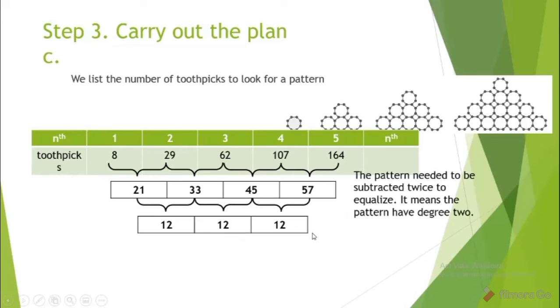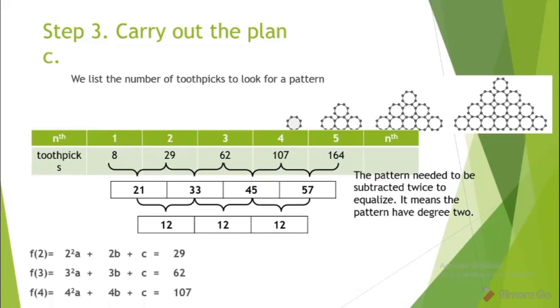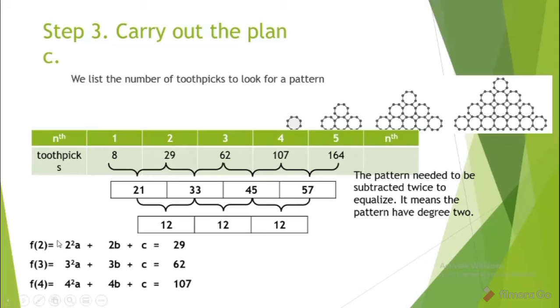So the pattern needed to be subtracted twice to equalize. So it means that the pattern has a degree of 2. So ayan, may degree na yung 2. So f of 2 has the degree of 2. So a times 2 squared, or 4a, plus 2b plus c is equal to 29. And the third figure has 62, and the fourth figure is 107.